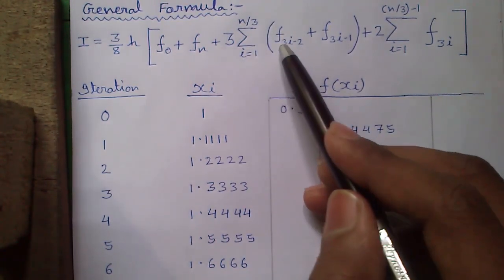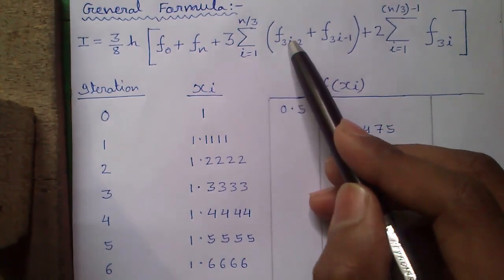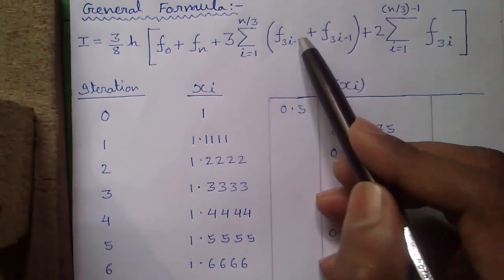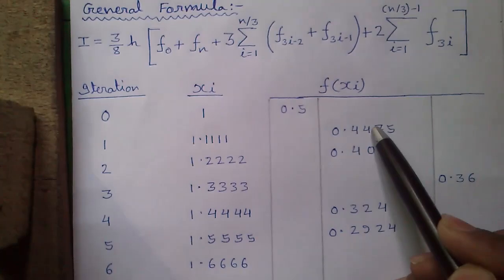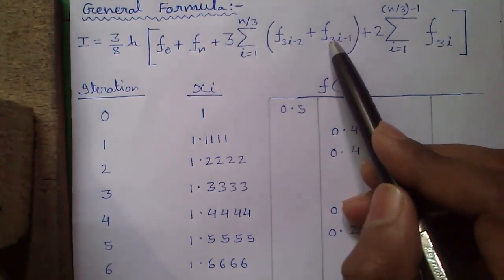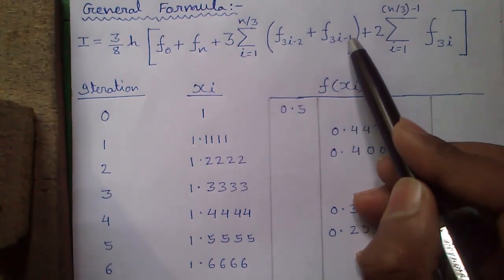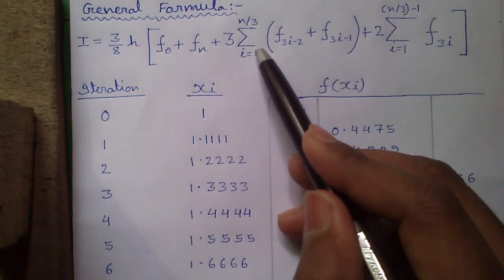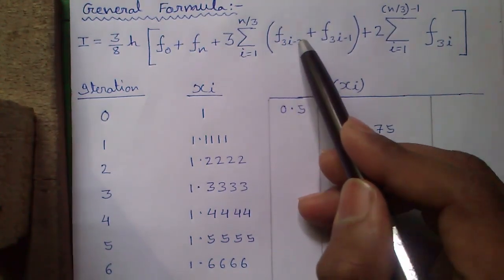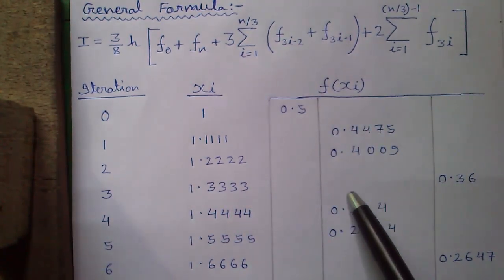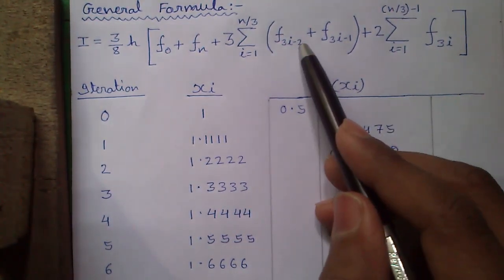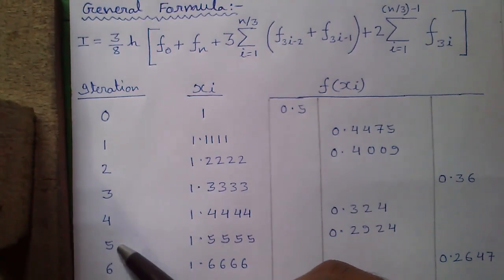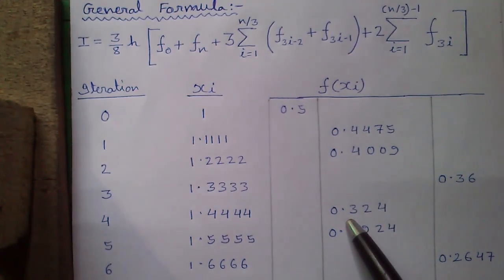For i equals to 1, f of 3 into i, that is 3 into 1 minus 2. So 3 into 1 minus 2 is 1. This is our first iteration value. We will write in second column. Plus 3 into 1 minus 1, that is plus 2. So we will write our second iteration value in the second column. Next, for i equals to 2, 3 into 2 minus 2, that is 4. Our fourth iteration value is written in the second column. Plus 3 into 2 minus 1, that is 6 minus 1, 5. So our fifth iteration value is written in the second column.